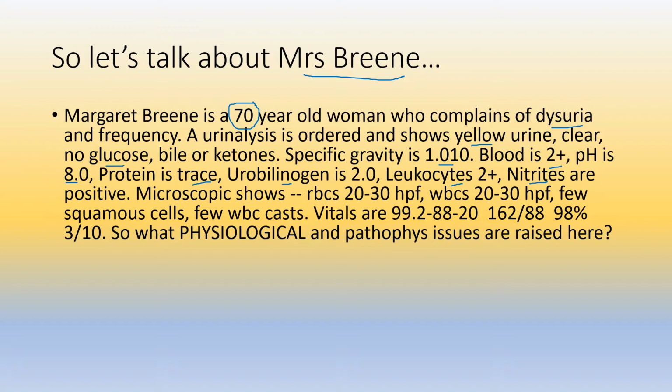And on the microscopic, you can see 20 to 30 red cells, 20 to 30 white cells, a few squamous cells, a few white blood cell casts. Vitals are actually pretty normal with a little bit of a high blood pressure and a very minimal elevation of her temperature. She's got 98% O2 sat, and she's got 3 out of 10 pain. So we'll talk about the physiology and pathophysiology here.